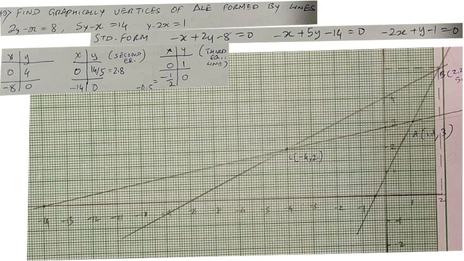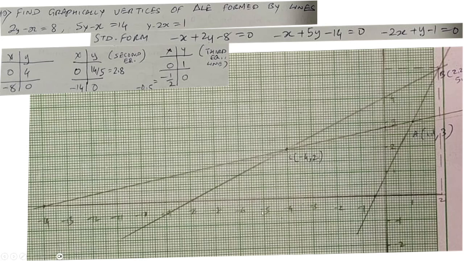Okay, so here in the graph sheet, we have plotted these 3 lines. Okay, so the first line goes through minus 8 comma 0 and 0 comma 4. Okay, that is the first line. The second line, which is a little bit tilted, goes through minus 14 comma 0 and 0 comma 2.8. Okay, right? And the third line goes through 0 comma 1 and minus half, that is minus 0.5 comma 0.